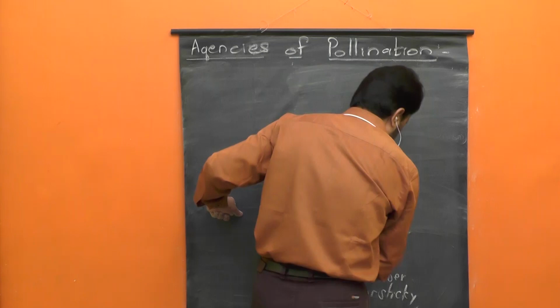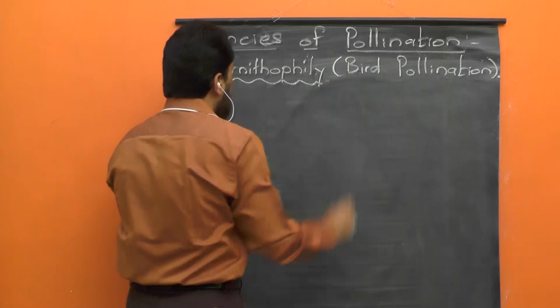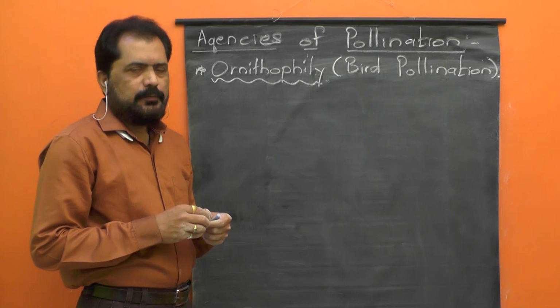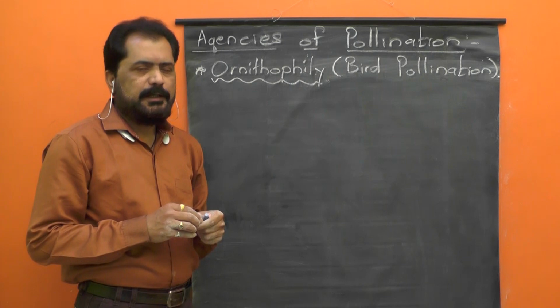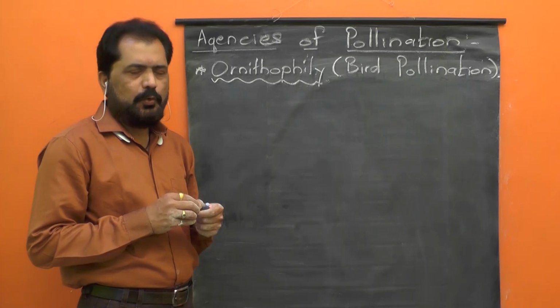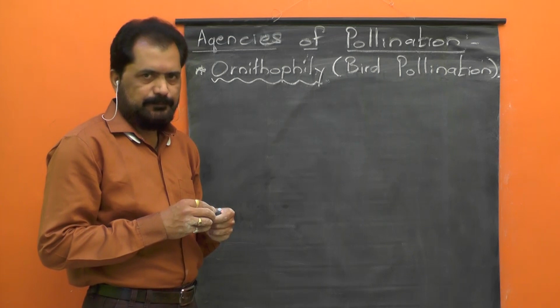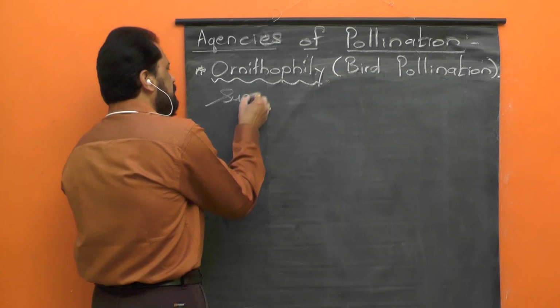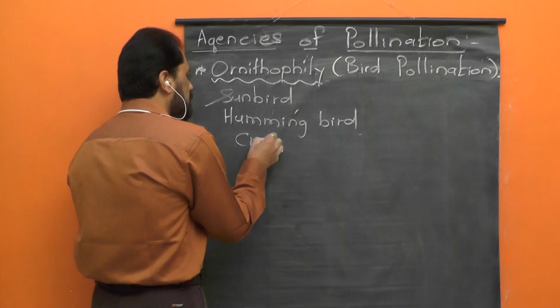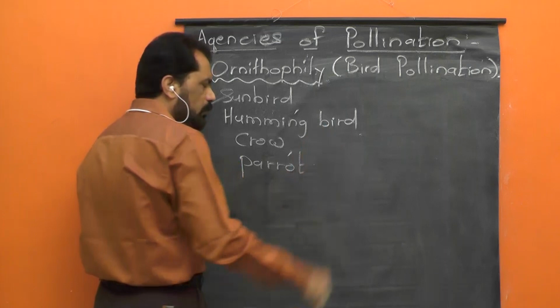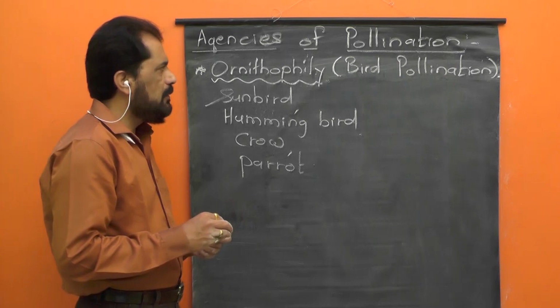Okay, now let us move to the second, that is ornithophily pollination. I have already told you ornithos stands for bird, and so when the pollination is carried out by means of birds, it is known as bird pollination or ornithophily. Actually, all birds do not perform pollination. Only a few of the birds bring about cross-pollination. Say, for example, sunbird, hummingbird, crow, parrot, bulbul, myna, these are the common bird pollinators.